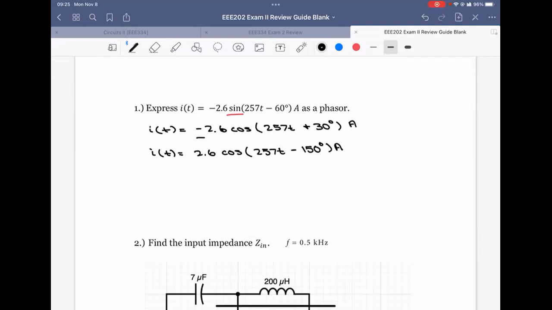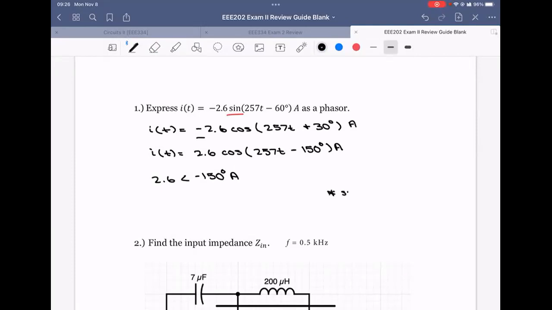Awesome. And now that's looking pretty solid. And we can write it out as 2.6 angle negative 150 degrees amps. That's going to be describing it as a phasor, keeping the amps and going all the way down.